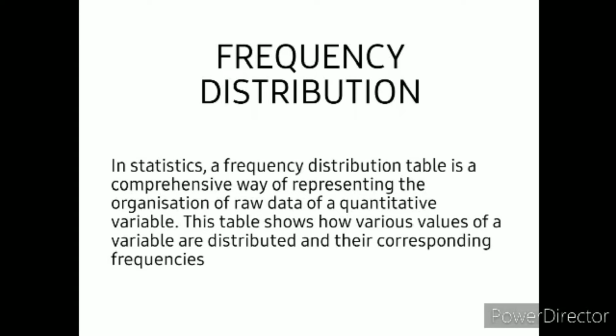So what is frequency distribution? In statistics, a frequency distribution table is a comprehensive way of representing the organization of raw data of a quantitative variable. This table shows how various values of a variable are distributed and their corresponding frequencies. It helps us to understand the given set of information, find patterns in the data, and also enables us to analyze the data using measures of central tendency and variances.